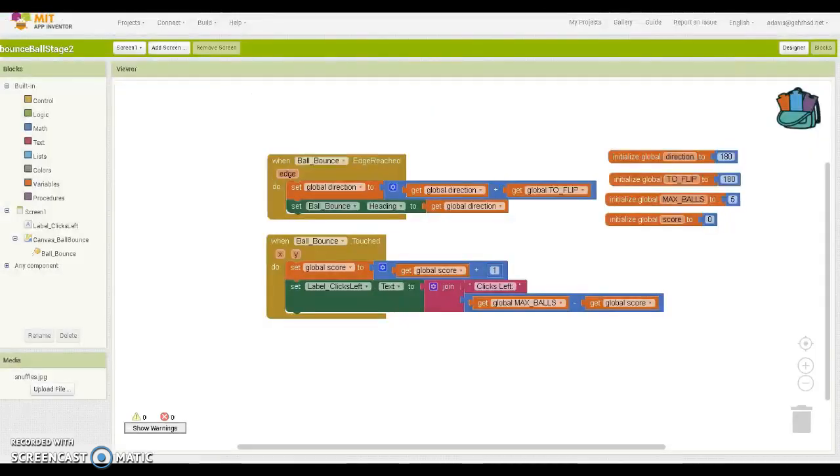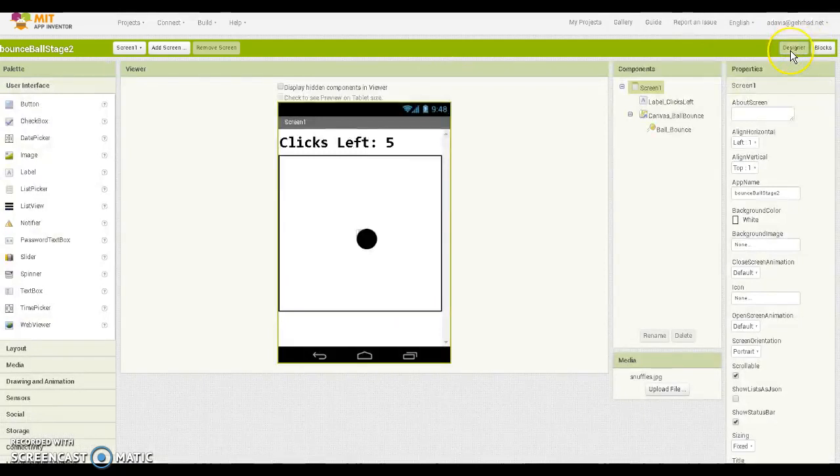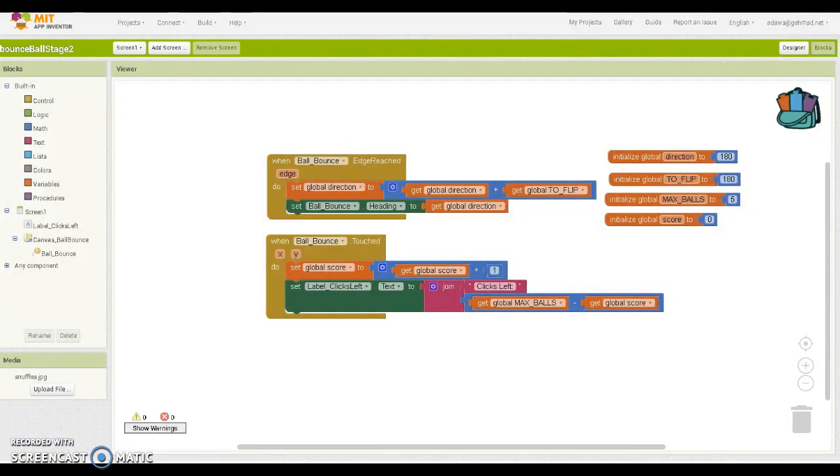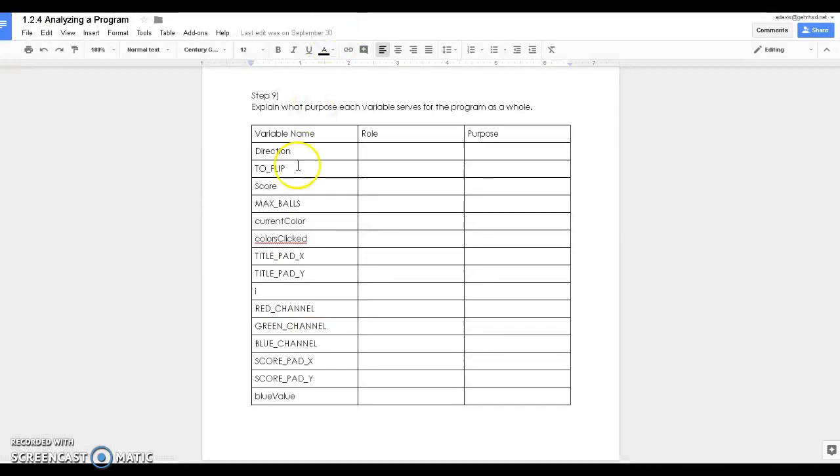I have here just the Bounce Ball stage 2. I think there's like 6 stages, so this is really only the second stage, and it has most of the variables where we're messing up. Unfortunately, I can't play the game for you because I don't feel like setting up the emulator. It would take too long and there are tons of errors. But basically, this ball is just going to keep moving back and forth. So we have direction, to flip, score, and max balls.